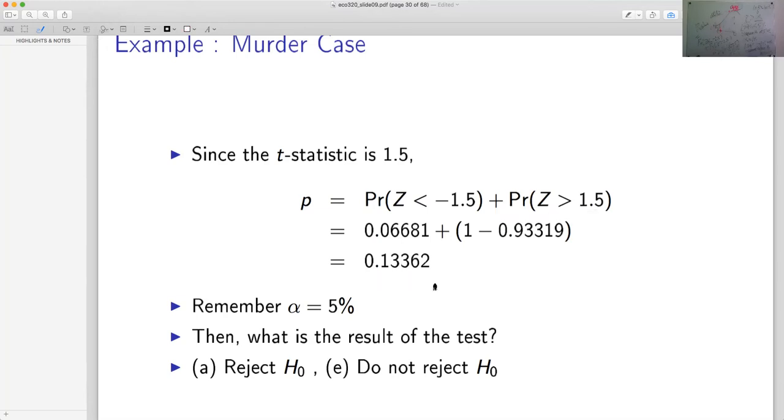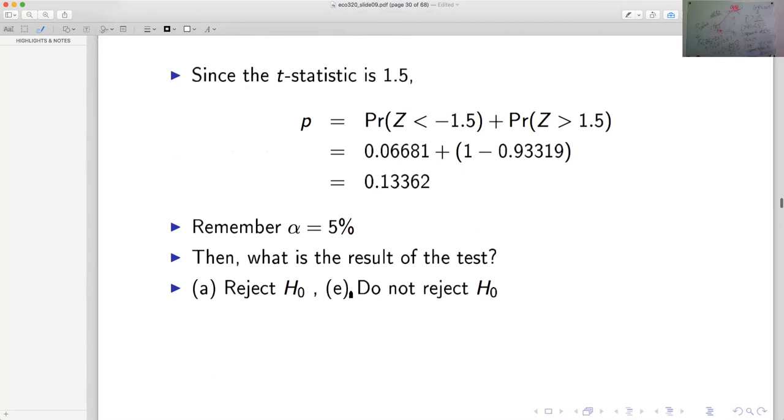So this is higher than 10%. So what is the result of the test? Based on that, we cannot reject, because of what? This is actually higher than 5%, so we cannot reject.